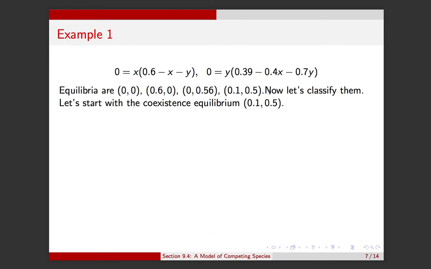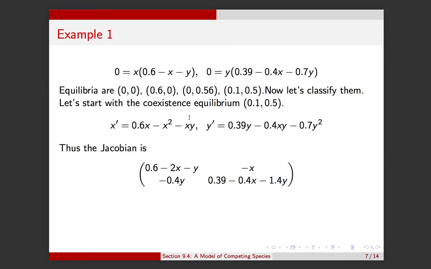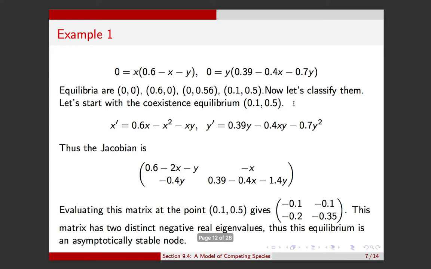Let's classify them. Let's start with the coexistence one. Let's see if it's, for example, stable or not. So you do just what we did in section 9.3. I'm not going to go through the details here because we're just doing what we did in the last video. So you build a Jacobian like this. This is the partial derivative of this expression right here with respect to x. This one right here is the partial derivative of this highlighted stuff with respect to y, and so on. Once you have the Jacobian built, you can plug in any equilibrium you want. So if I plug in 0.1 and 0.5, I get this matrix here.